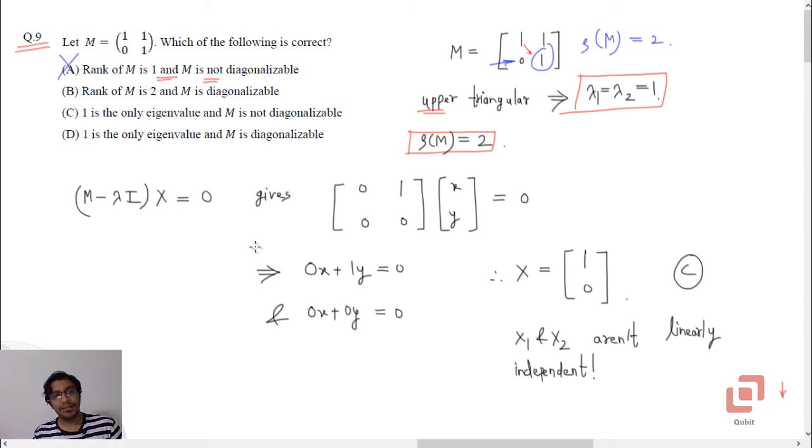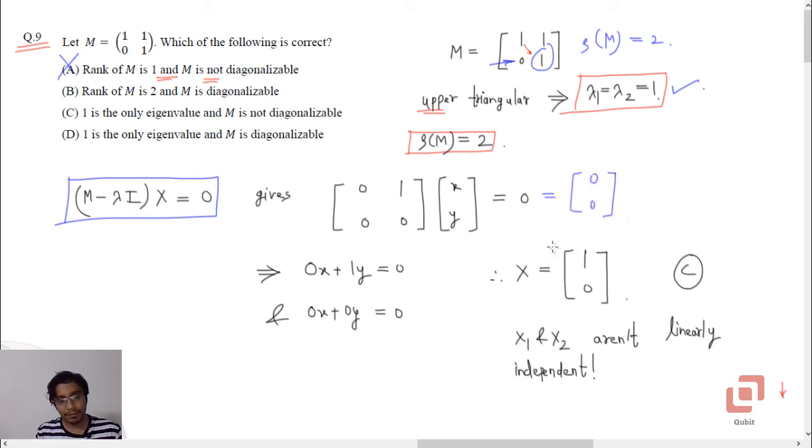Now let us try to get the eigenvectors, because we know that if eigenvalues are distinct, then it is always diagonalizable. If the eigenvalues are not distinct, like in this case, then it depends on the linear independence of eigenvectors. So let us try to get the eigenvector or eigenvectors associated with the only eigenvalue, that is 1. Use the standard equation (M minus lambda I) times x equal to the null matrix. If we subtract the eigenvalue from the diagonal elements, we get the matrix equation [0 1; 0 0] times [x; y] equal to the 2 by 1 null matrix.